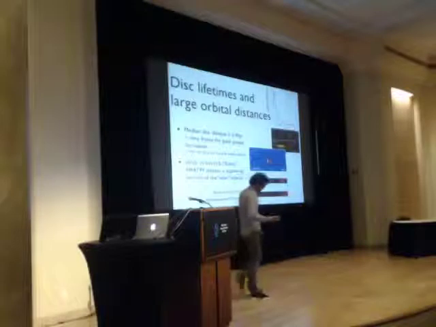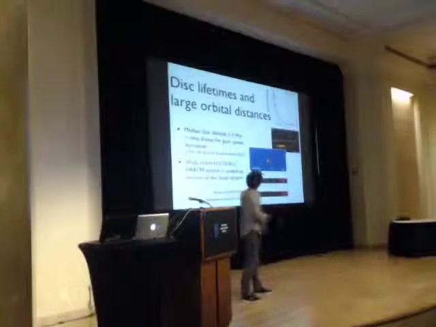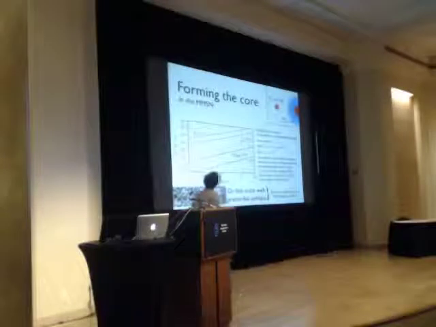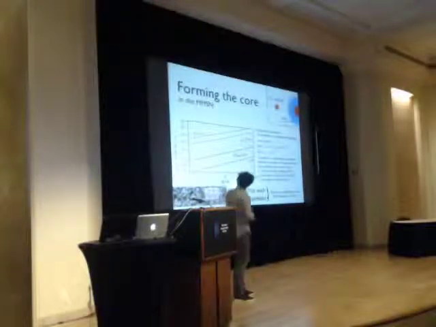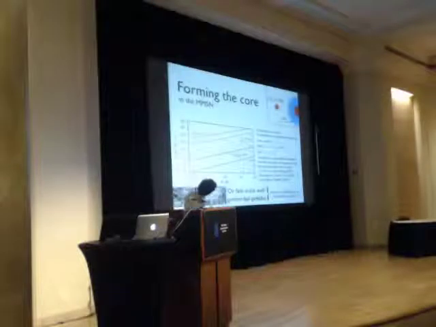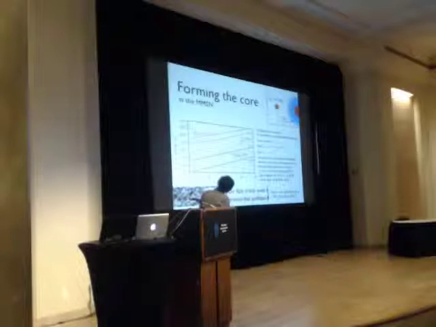So now we move on to, can we actually form this core that we seem to need to have? Okay. So let me start with explaining this figure here, which will come back a couple of times. On the x-axis is the mass of the core you want to form, and on the y-axis you see the accretion rate.